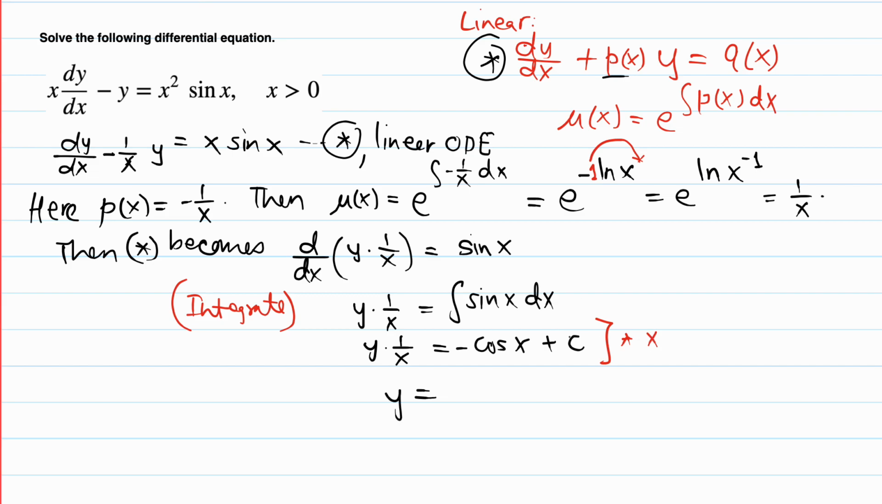we multiply, and there are two terms, so you can distribute. So negative x cosine x plus cx. Final. If an initial value is given, it's not here, then we would just apply that initial value to determine this constant.